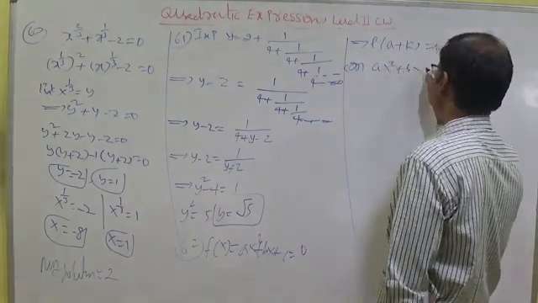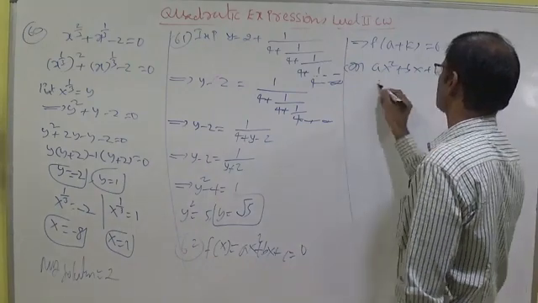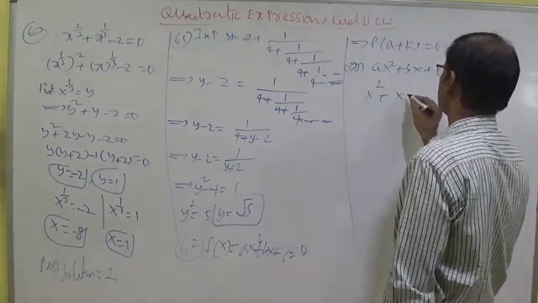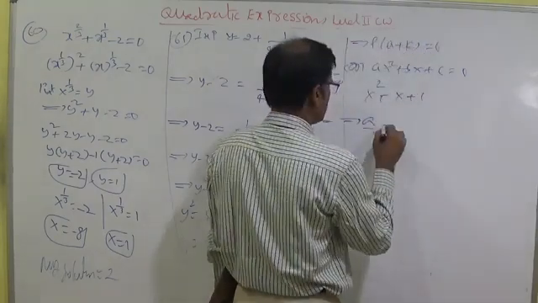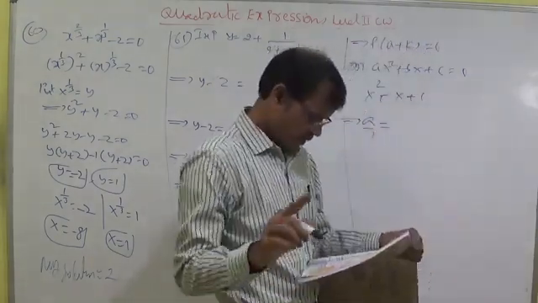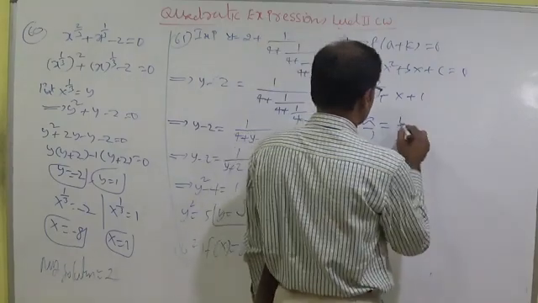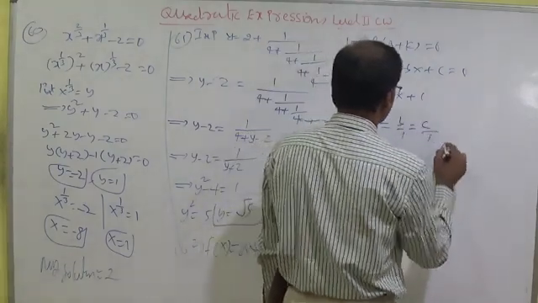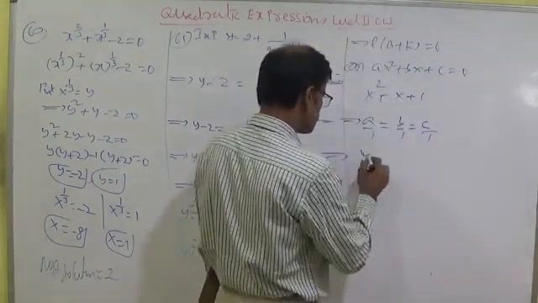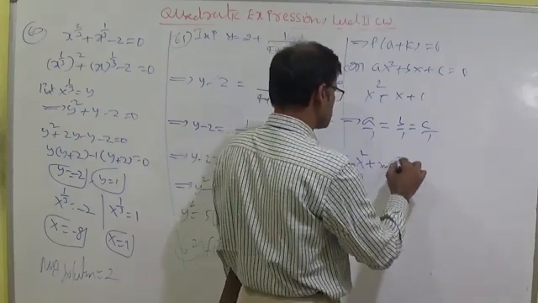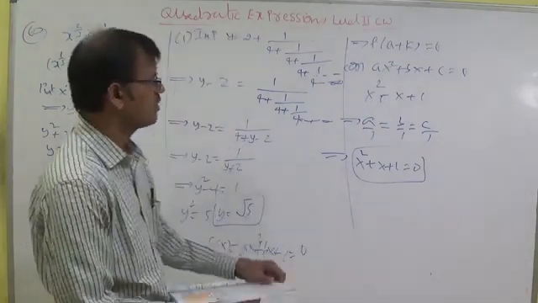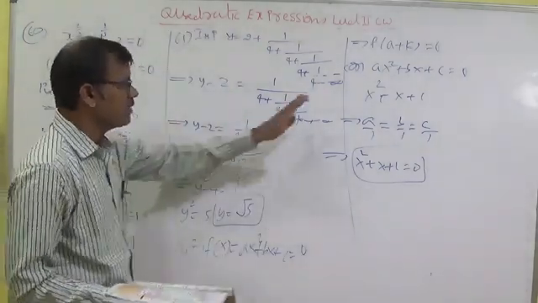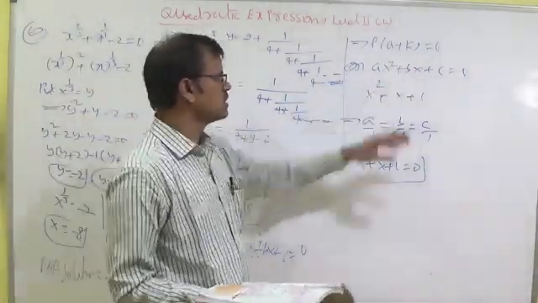Ax square plus bx plus c equal to 0, compare with x square plus x plus 1. That implies a by 1 is equal to b by 1 equal to c by 1. That becomes simply x square plus x plus 1, and the answer is 0. There is no question of logical thinking and analytical thinking. Simply put 0 because everything is same.